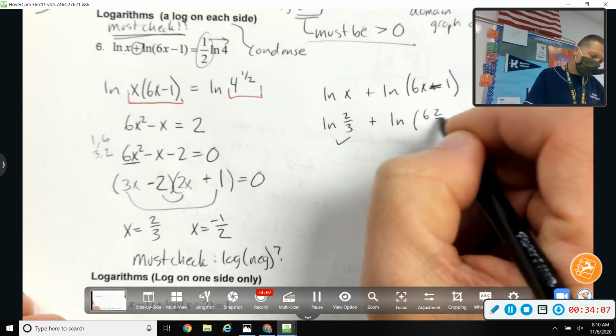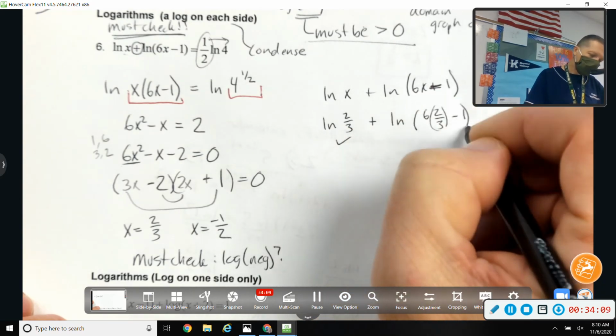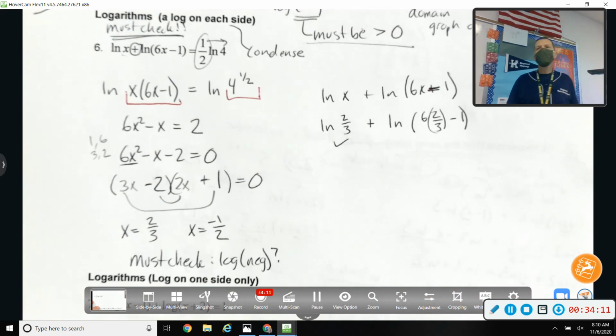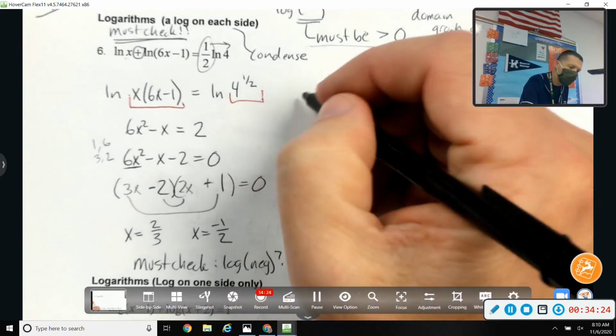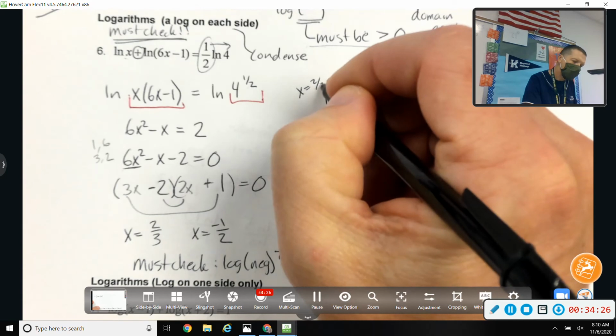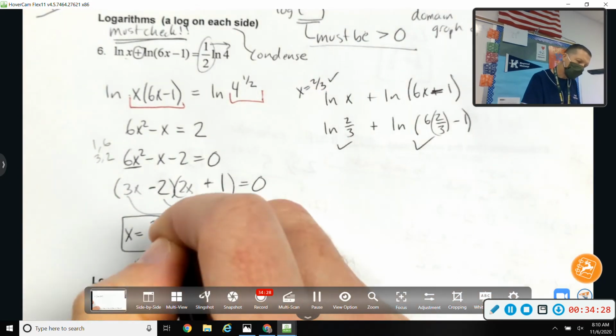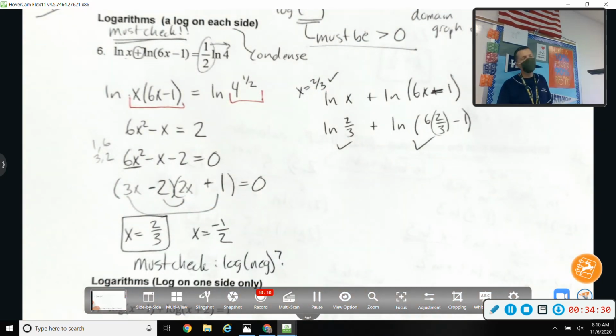6 times 2/3 minus 1. Let's see, 2/3 of 6 is 4. 4 minus 1 is 3, so that's fine. Again, all I'm checking is to make sure I'm not taking the log of a negative number. So 2/3 works. Of course, you could check it all the way into the original and just make sure your answer works. That would be another way to go.